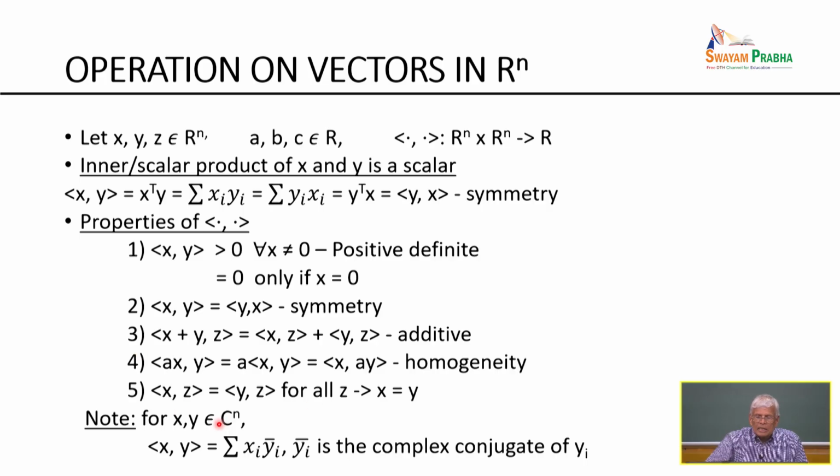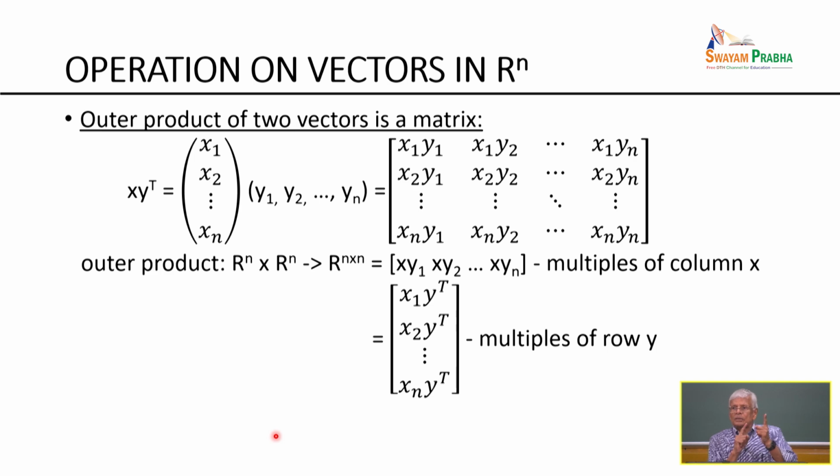In the case of complex vectors, the inner product is defined slightly differently. The inner product of x and y is the sum of the product of xi and yi conjugate. You all know what a conjugate is, right? So in order for the real algebra and the complex algebra to be consistent with each other, the inner product for the complex vector space is to be defined in this way, where the bar represents the complex conjugate of a number. So we have seen addition, subtraction, scalar multiplication, inner product.